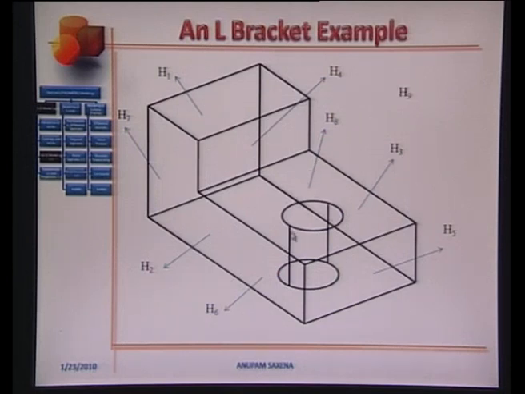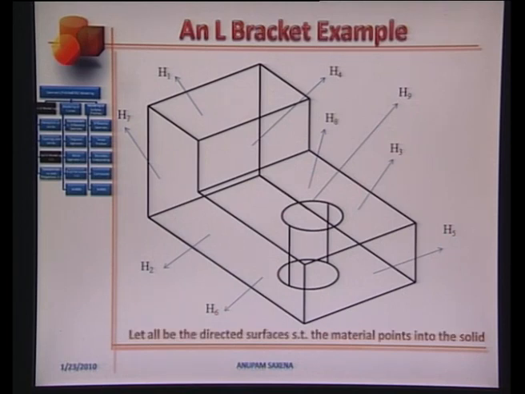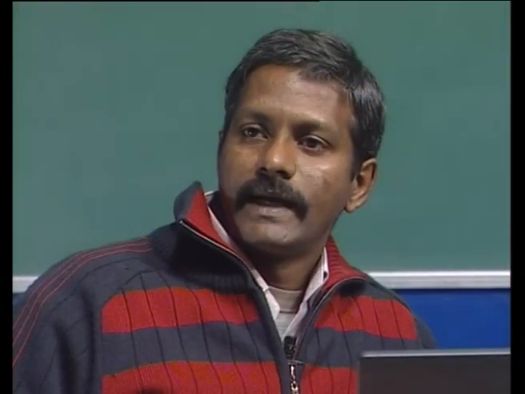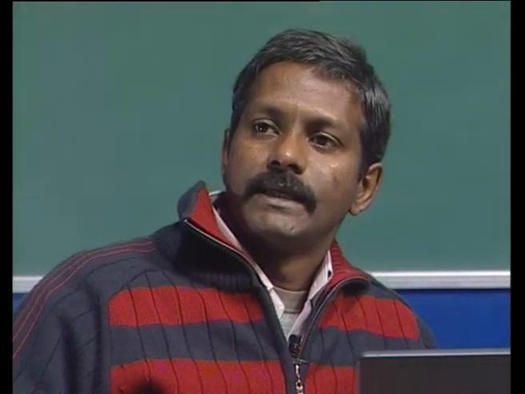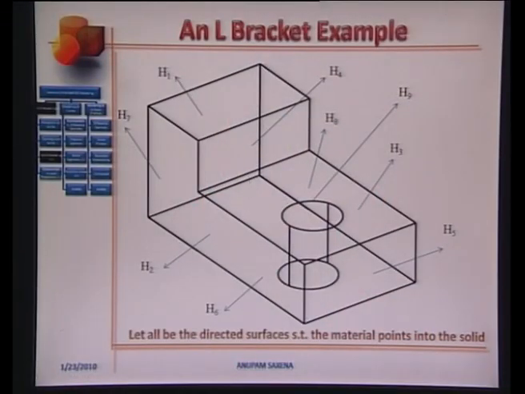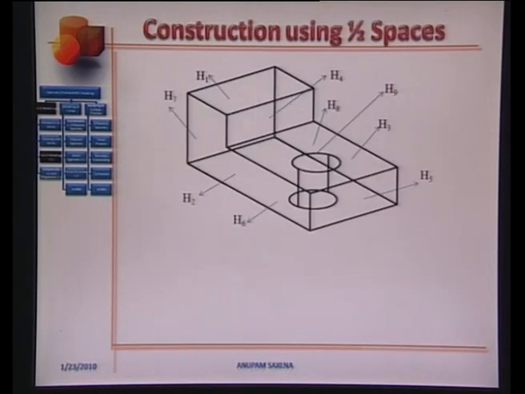The cylindrical surface is identified as a cylindrical half plane, H9. How can we think of constructing this L bracket using the concept of half planes? But first, let's imagine that all the directed surfaces are such that the material points into the solid. Let's try to construct this L bracket using the concept of half spaces.